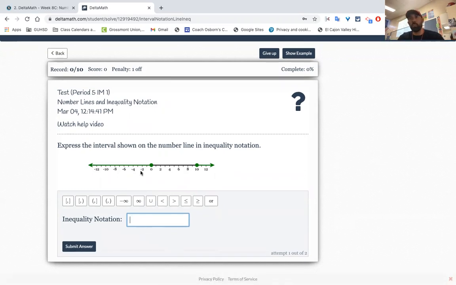First we'll start with the one on the left. The one on the left is X. It's pointing to the left, so it's less than, and it's a closed dot, so less than or equal to 0. All right, so that's the first one.